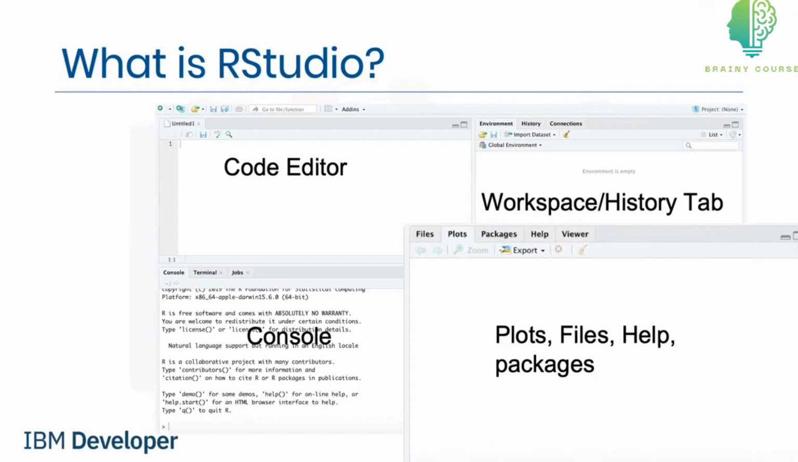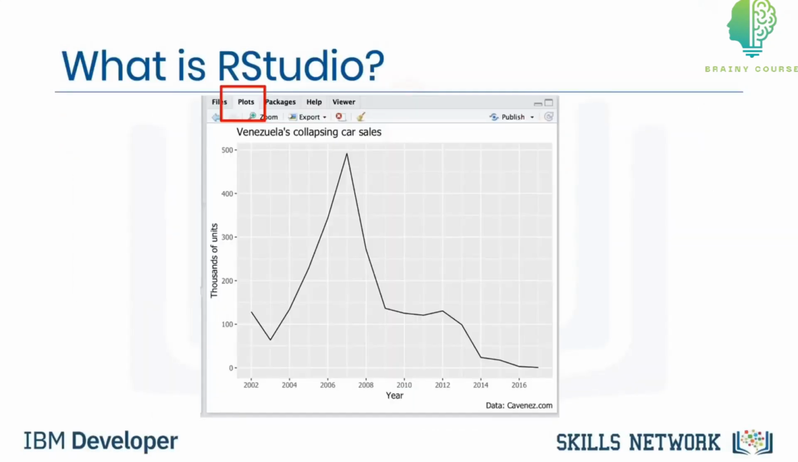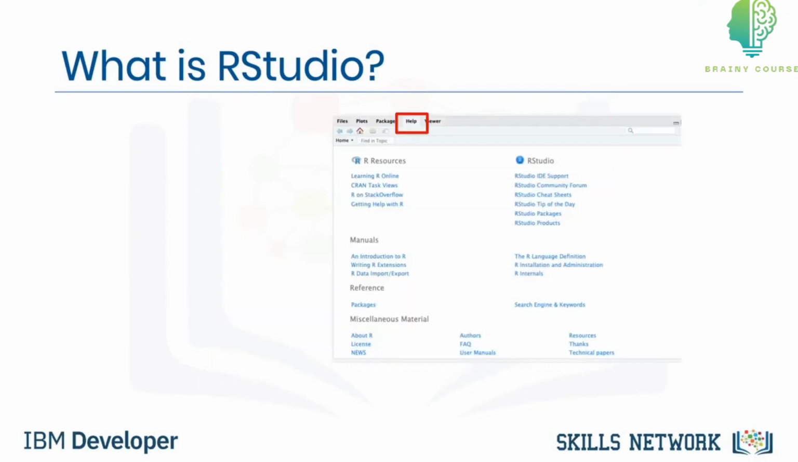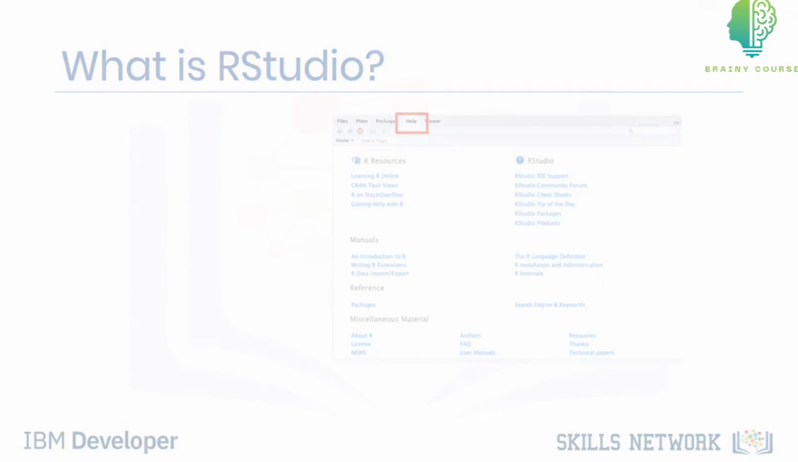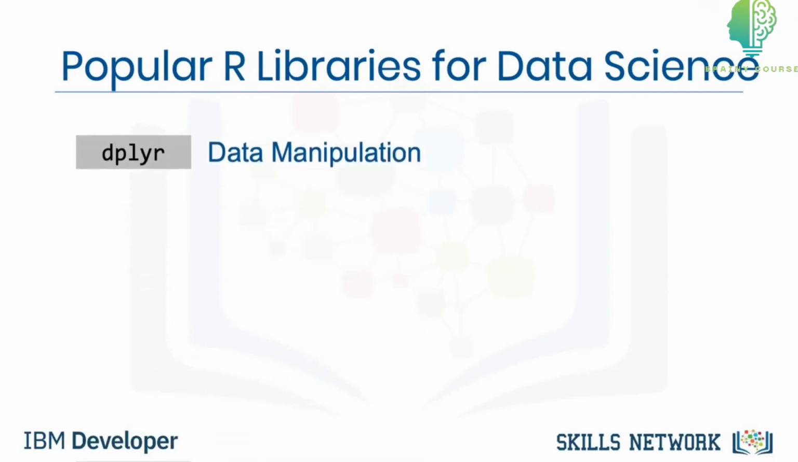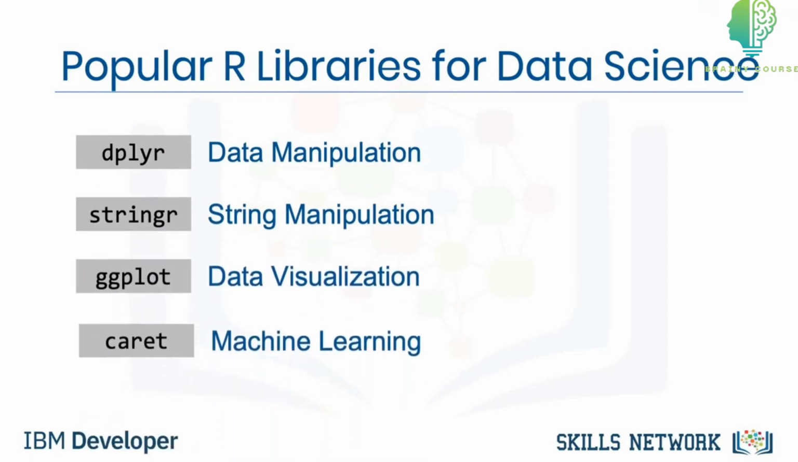and a plots, files, packages, and help tab for showing files in your working directory, history of plots you have created, and allow for exporting plots to PDF or image files, external R packages available on your local computer, and help on R resources, RStudio support, packages, and many more. If R is your tool of choice for data science, here are some popular libraries in the data science community. dplyr for manipulating data, stringr for manipulating strings, ggplot for visualizing data, and caret for machine learning.